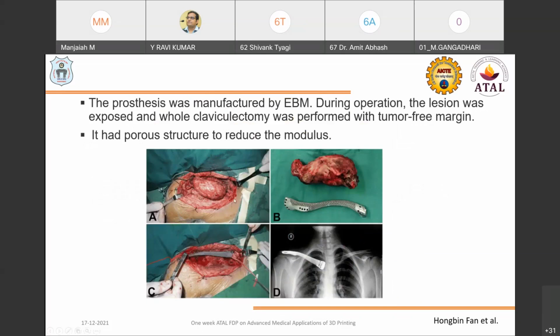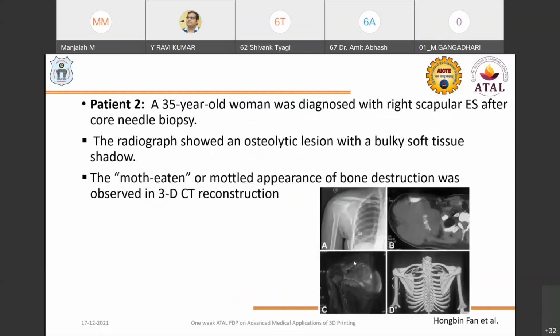You can see this is a patient-specific implant that was manufactured with the EBM process and implanted after the whole clavicle was resected using a tumor-free margin. It has a porous structure with a reduced modulus, and these plates are implanted in particular patients who have tumors that can be removed.